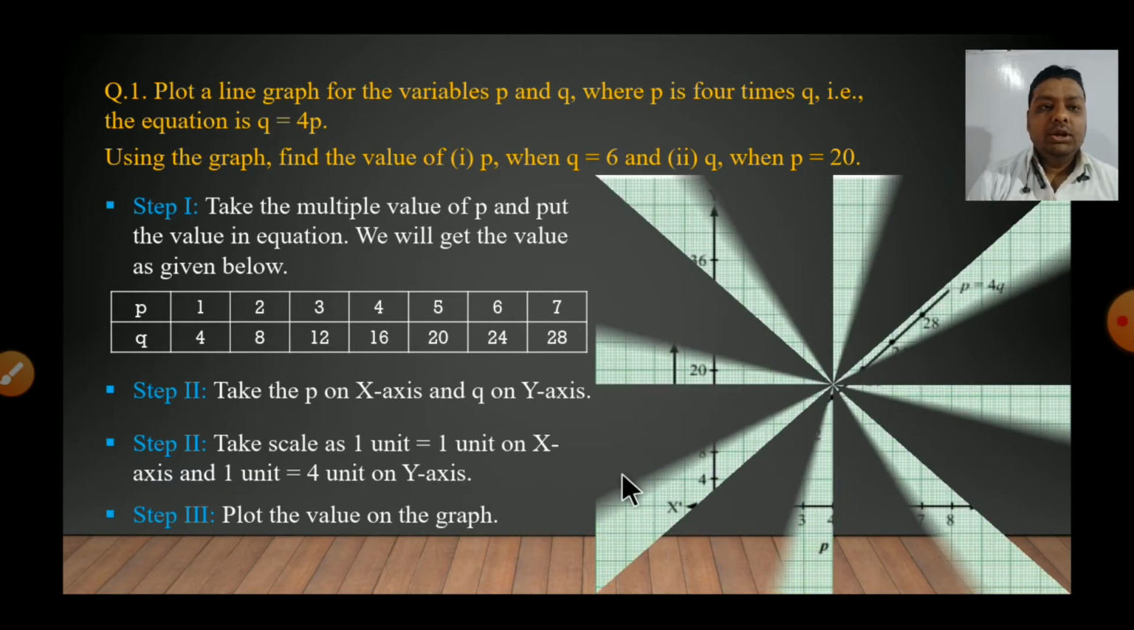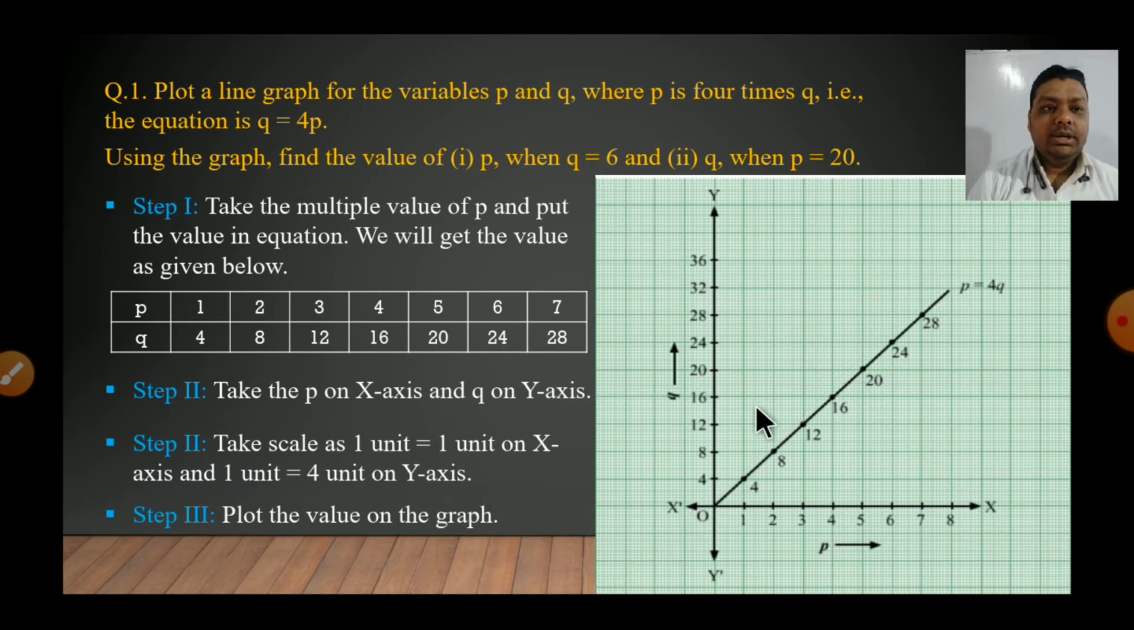You can see the graph, I have already plotted it. On the x-axis is p and on the y-axis is q. We have taken 1, 2, 3, 4, 5, 6, 7, 8 serially on the x-axis, and on the y-axis gaps of 4: 0 to 4, 4 to 8, and so on. The first value is 1 and 4, so 1 on the x-axis and 4 on the y-axis. Then 2 on the x-axis, 8 on the y-axis, 3 on the x-axis and 12 on the y-axis, and so on. This is the linear graph of q equals 4p.